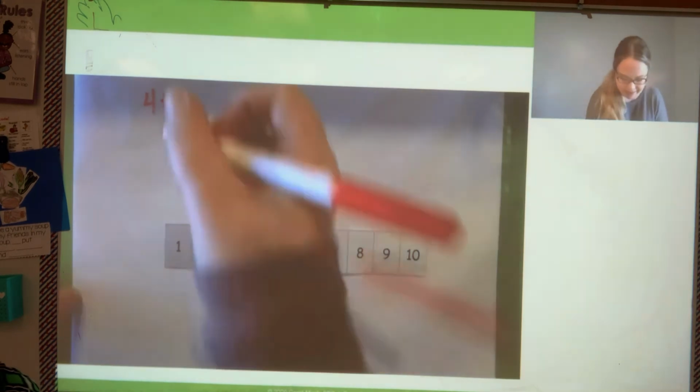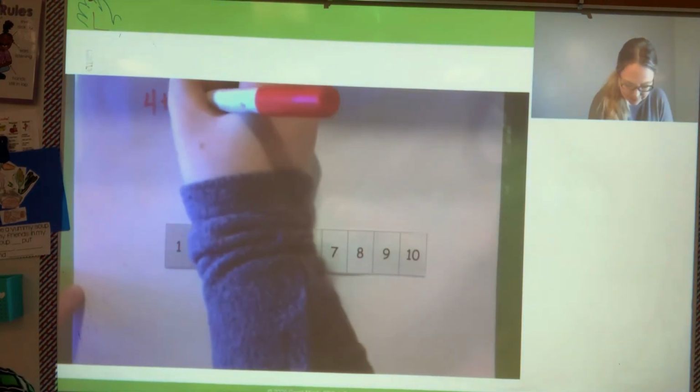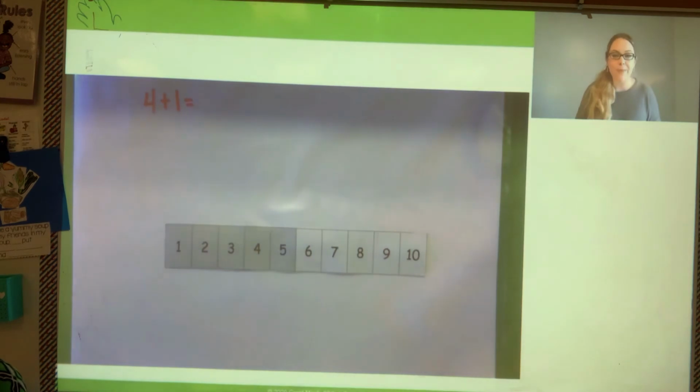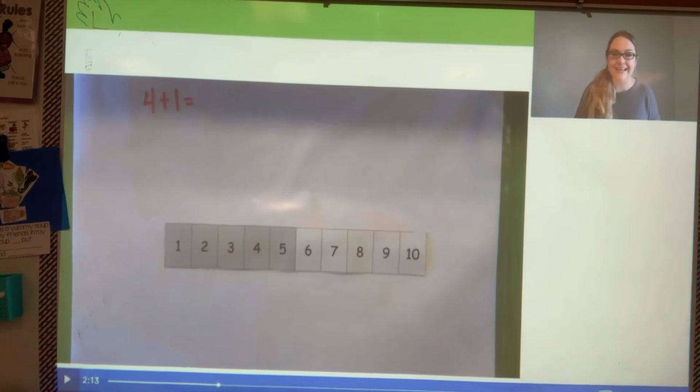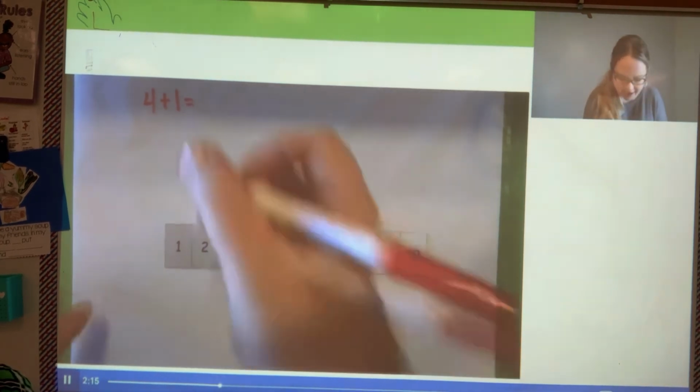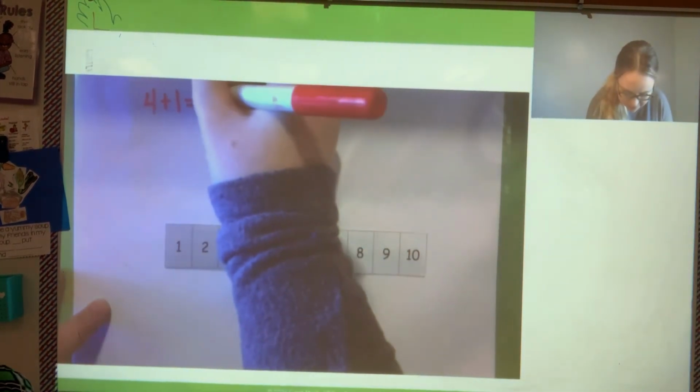Excellent, those of you that put up 1. You were listening. And 4 plus 1 equals what? Think. Say it. What is 4 plus 1? Show me on your hands. Show me, show me, show me. Excellent. 5.